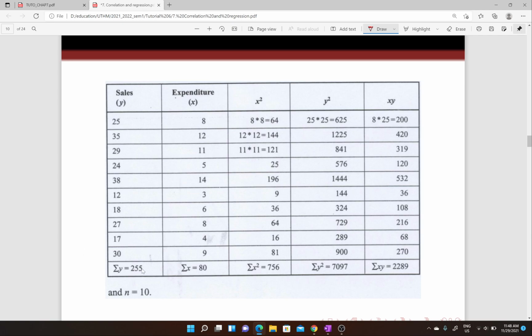We need this one. This is the summary of statistics. We want summation of y, summation of x, summation of x square. X square, you can see here, 8 times 8, 64. 12 times 12, 144. 11 times 11, 121, and so on. You get this one. Same goes for the y. 25 times 25, you get this one. So summation of y square and summation of xy.